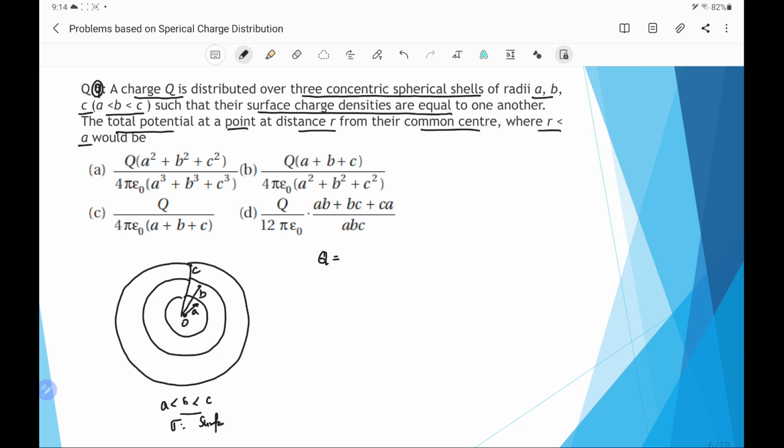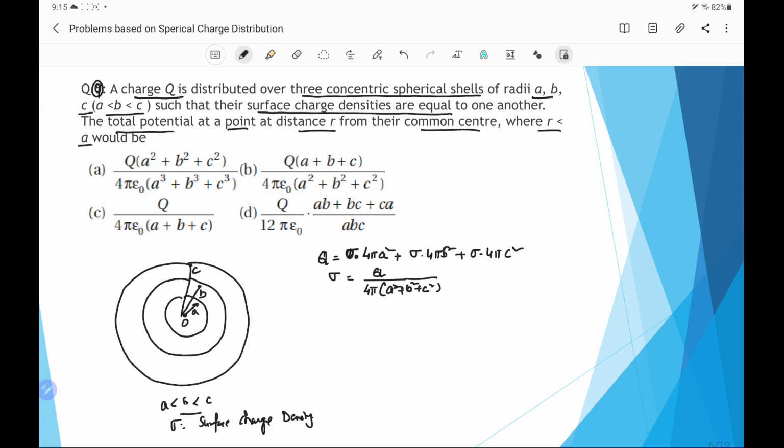surface charge density. Therefore, this Q will be equal to charge on the surface of A, that is sigma, the surface charge density, into surface area 4 pi A square. Similarly, for shell B, it will be sigma into 4 pi into B square plus sigma into 4 pi into C square. Therefore, sigma can be written as Q by, here 4 pi is common, we can take it out, and remaining is A square plus B square plus C square. This is the surface charge density on these spherical shells.